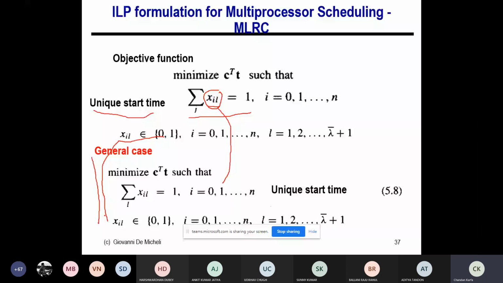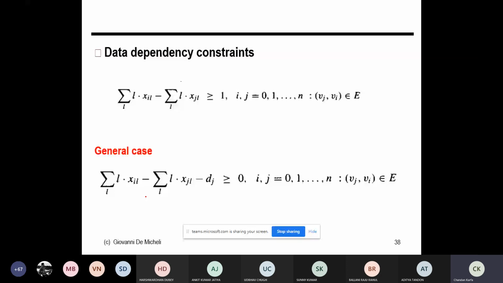So for the general purpose case, we have seen that for each dependency, there is an edge from Vi to Vj. We have to make sure that, sorry, it is from Vj to Vi. We have to make sure that Vi can only start when Vj has completed its execution, right? So if Tj is the start time of Vj, then Tj plus Dj will be the start time for Vi, right? That is when we can represent Ti and Tj in terms of xil that we have already discussed. So the constraint looks like this, right? And Dj is the execution time for node Vj, right?